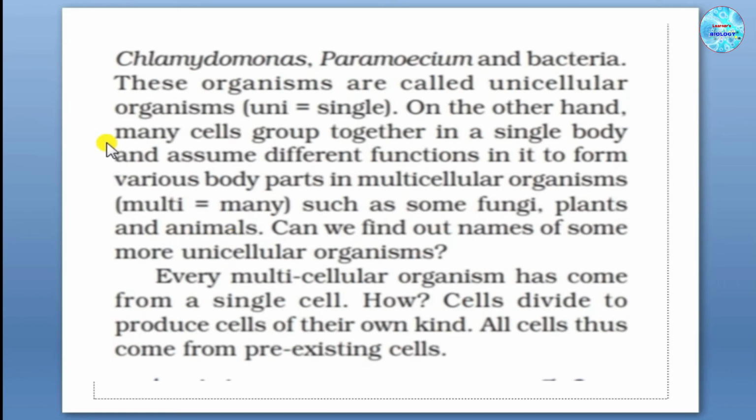So, some fungi, plants and animals are made up of many cells which are grouped together. And these cells assume different functions to form various body parts. So, these organisms are known as multicellular organisms. Now, every multicellular organism has come from a single cell. Now the question arises, how? Here lies the answer. This is because of cell division. So all cells come from pre-existing cells. The pre-existing cells divide and divide to form new cells.